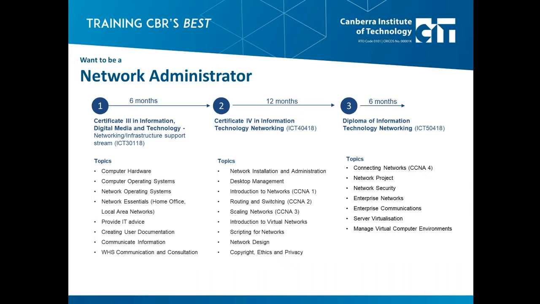So, what is a network administrator? The network administrator looks after the organization's networks to help make them effective and secure. We expect the Cert 3 to be completed in 6 months of full-time study. The Cert 4 will be completed in 12 months of full-time study, and the diploma will take an additional 6 months of full-time study. It's important to know that the diploma in any of these streams relies on the underpinning knowledge that you pick up in the Certificate 3 and the Certificate 4.